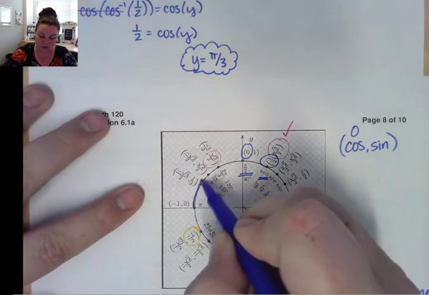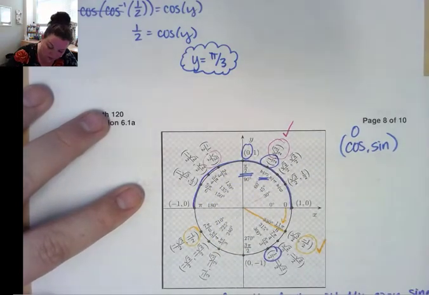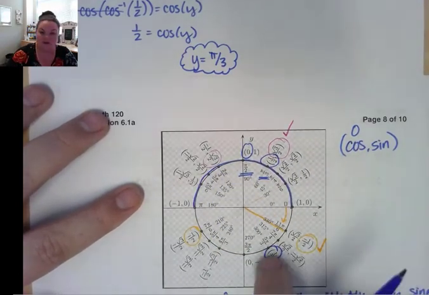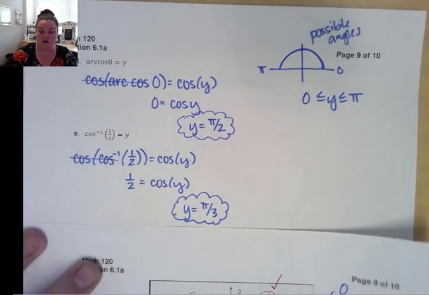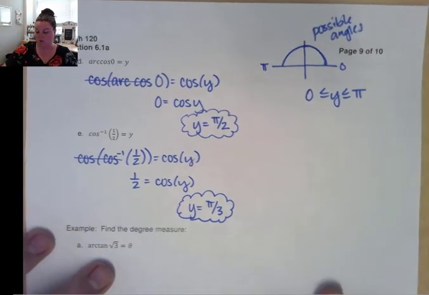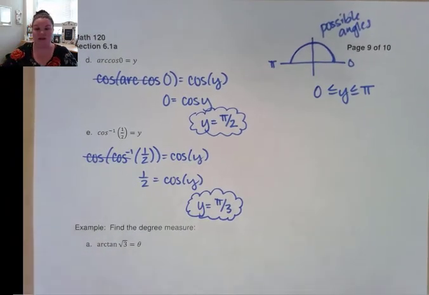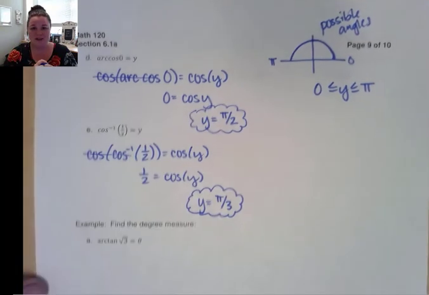So we're looking for the angle that falls within one of these two quadrants for our answer. We can't use the one down here. It's always nice to be aware of where your possible solutions can come from. All right, let's move on. I want to do just a few more, and then you can get to your homework.